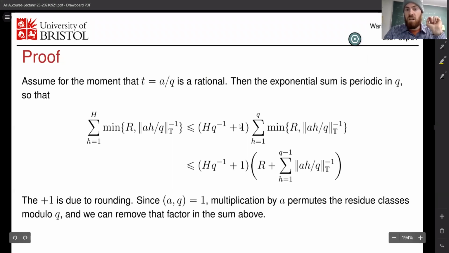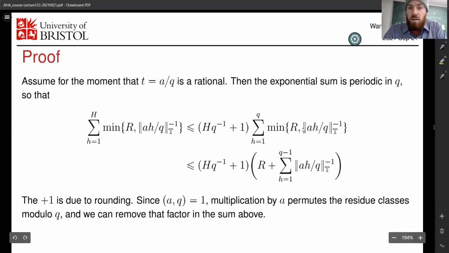So where does this plus 1 come from? This plus 1 comes from rounding, right? If h was actually q squared plus 1, then I have to go all the way to q squared plus q to apply that idea. But that's just making this sum bigger, and therefore if I get an upper bound that's of that shape, I'm fine.